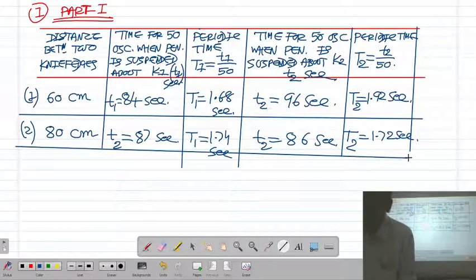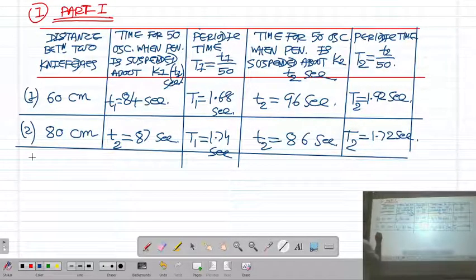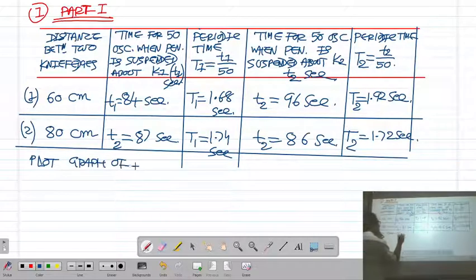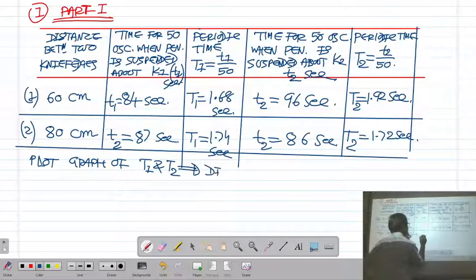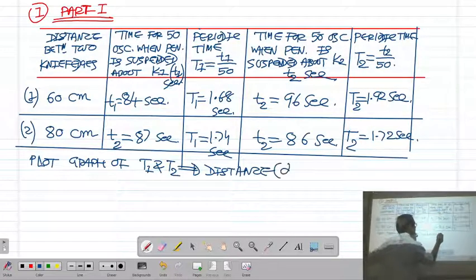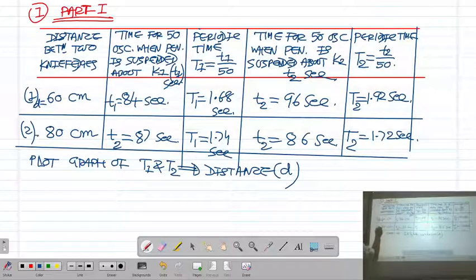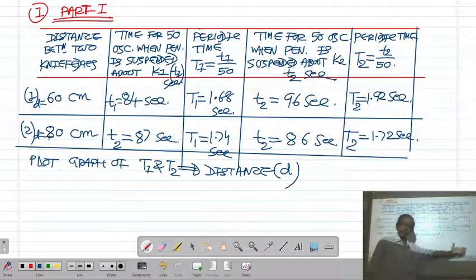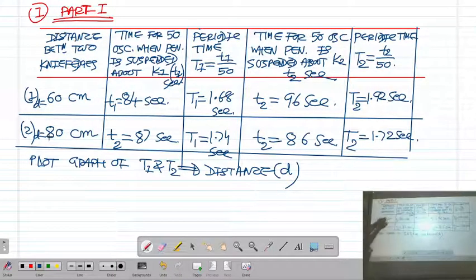Now, what is the calculation? For the calculation, you have to plot a graph of periodic times T1 and T2 against distance D. Plot the graph of periodic time T1 about knife edge K1 and periodic time T2 about knife edge K2 against the distance between the two knife edges, which we have taken as 60 and 80 centimeters.